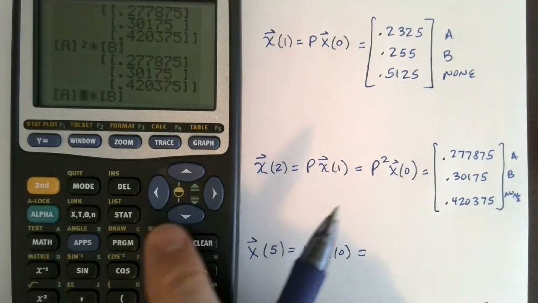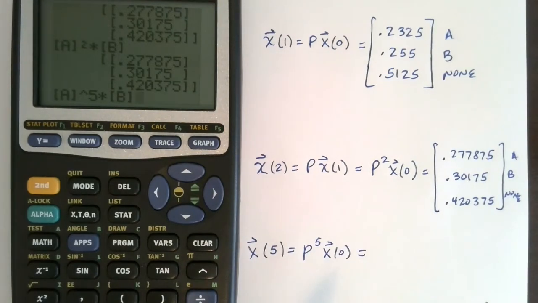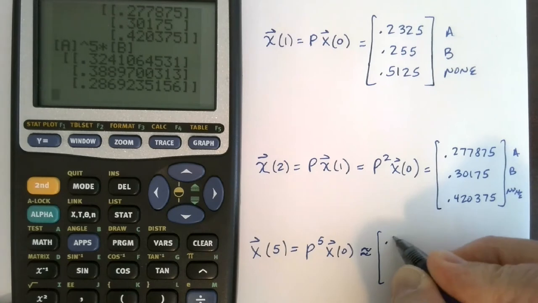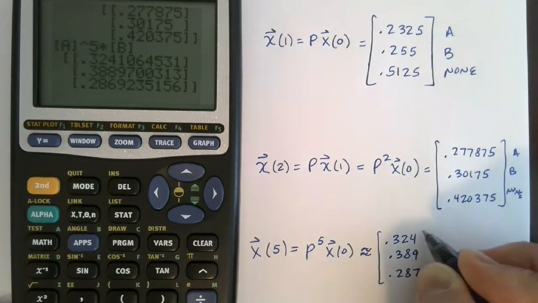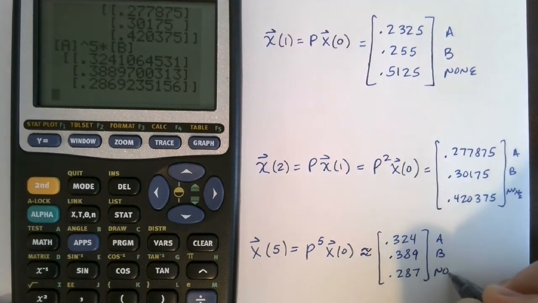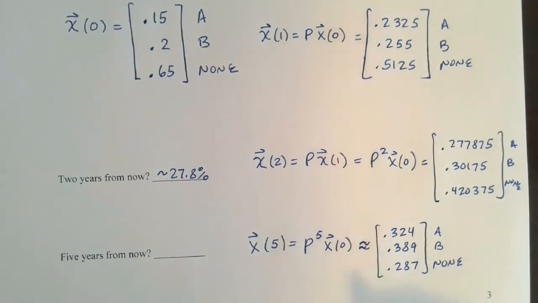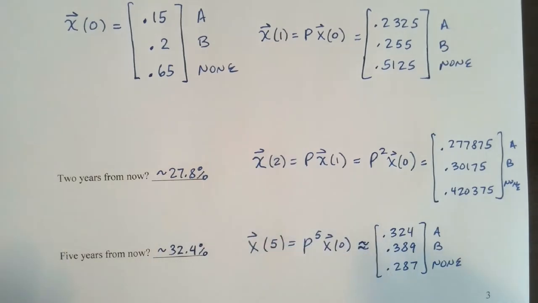I can do that very quickly in the calculator. I'll edit this and insert the fifth power. So I can take A to the fifth power and then multiply by B. And we'll approximate that. Please review your rounding rules. I hope everyone knows how to round off. 286 rounds up to 287. But at any rate, what's the percentage then? 32.4%. Okay, so that's very convenient. Now I can do 10 years from now, assuming, of course, this trend continues. That's a big assumption, but that could certainly be possible.